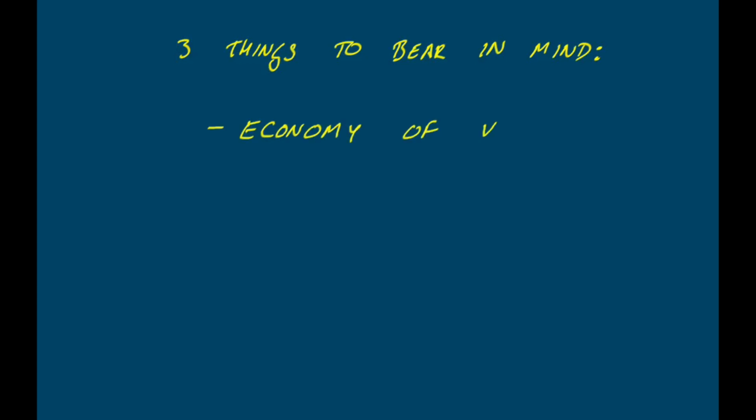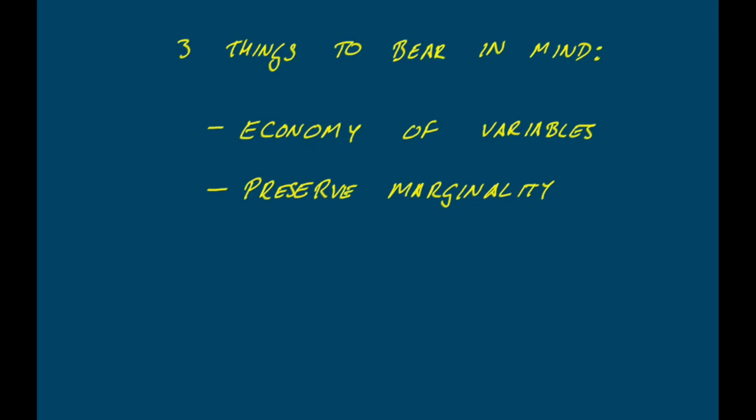So, first of all, we have something that we might call the principle of economy of variables. Secondly, we need to do something called preserving marginality, and we'll talk about that in just a minute. And then finally, not so much a principle as a guideline, is we want to try and avoid something called multicollinearity. And again, we'll explain what that is in a minute. But let's start with economy of variables.